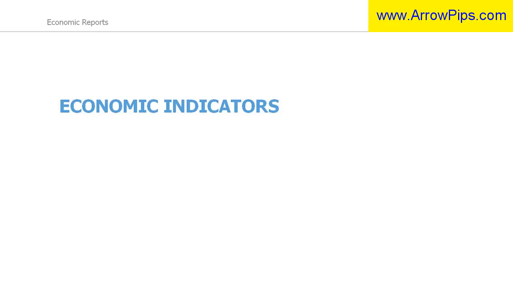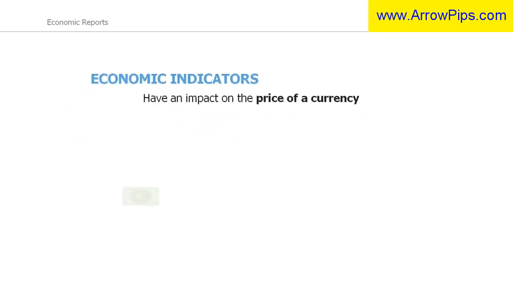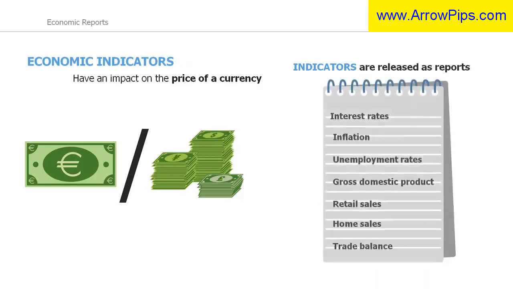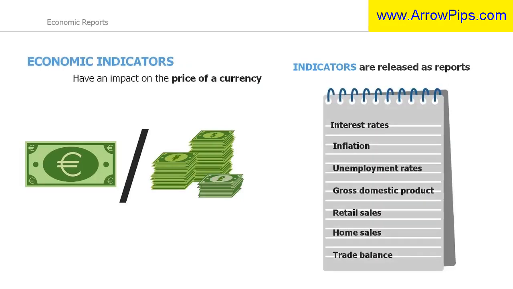Economic indicators measure how strong an economy is. It is important to understand how strong an economy is because the strength of an economy has an impact on the value of the currency. These indicators are released as reports, and the publishing times are released ahead of the actual publication.